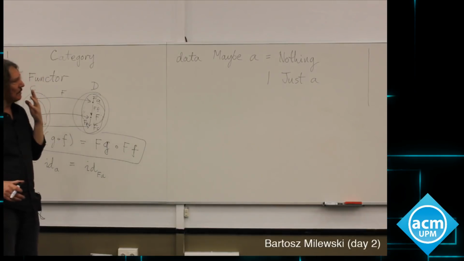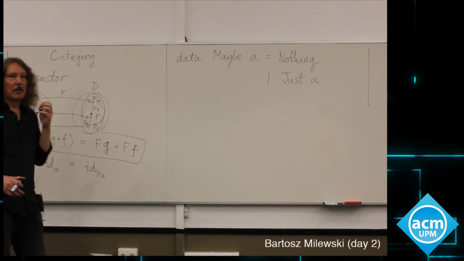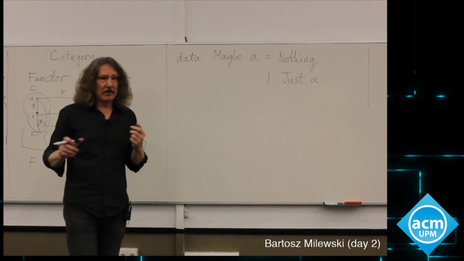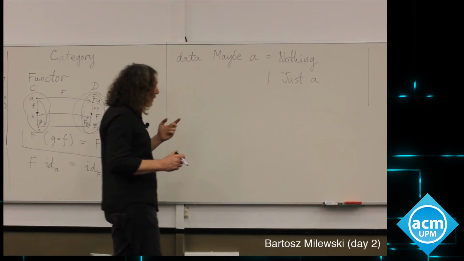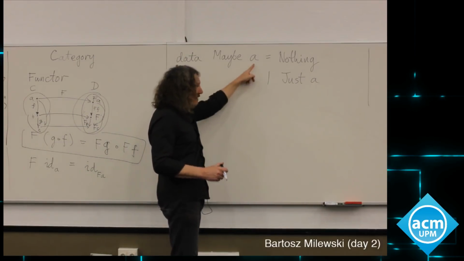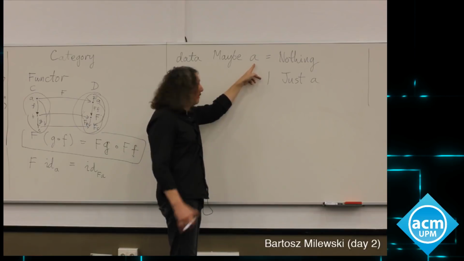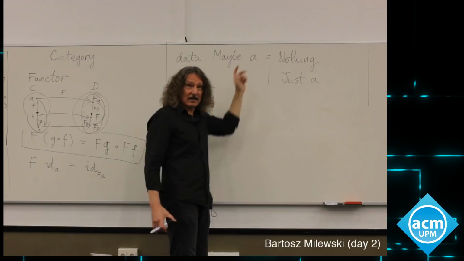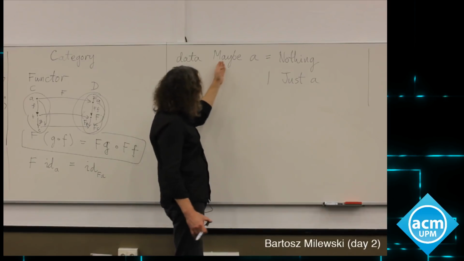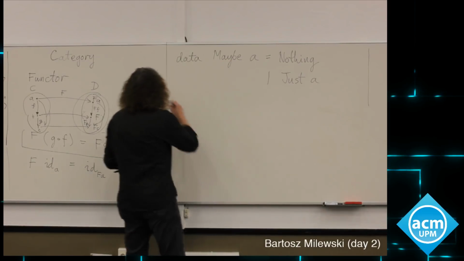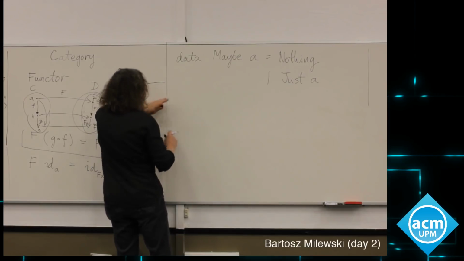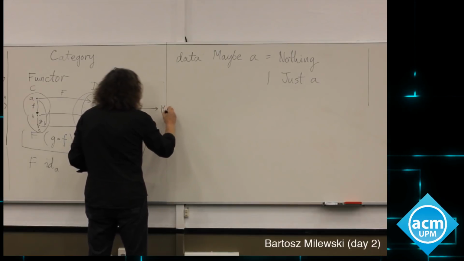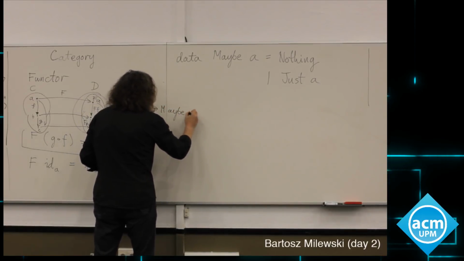So how is this a functor, you might ask? Well, a functor consists of two things, right? Mapping of objects and mapping of morphisms. So this is a mapping of objects. It takes an object A, type A, and maps it into a new object called Maybe A. This is a new type. So it maps A into Maybe A.